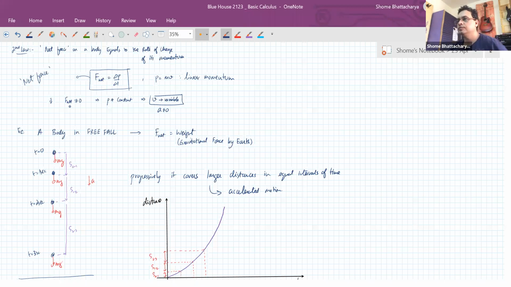Sir, then in rainfall, it would reach terminal velocity. So the net force would be 0, no? Yeah, what happens in rainfall is very interesting. Water droplets have a significant property called viscosity. Have you heard the term viscosity? Yes, sir.